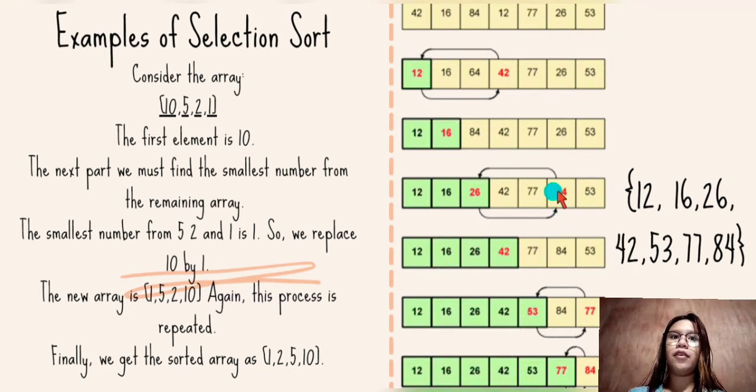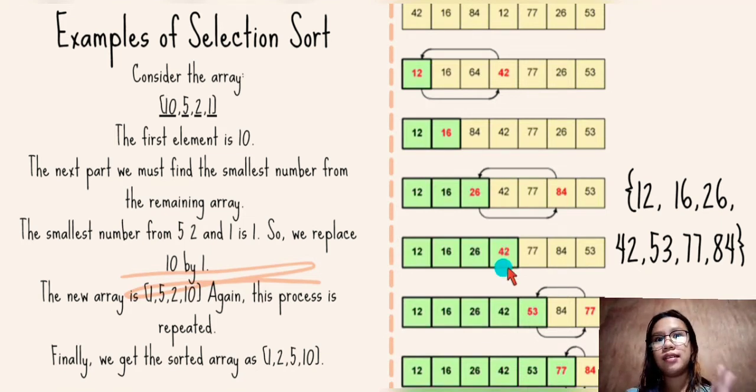So we have the final sorted array, which is 12, 16, 26, 42, 53, 77 and 84. So the selection sort is now completed. Okay? Muna siya ang final.